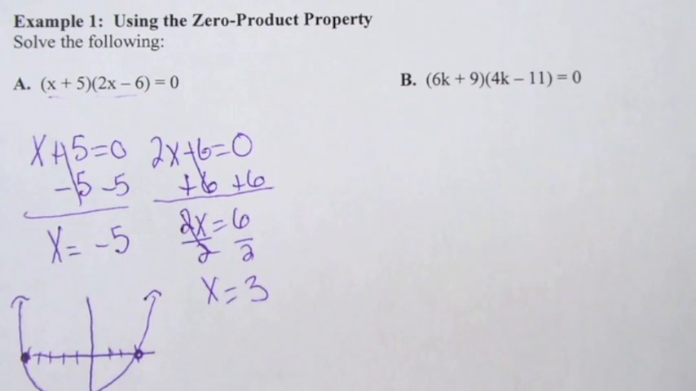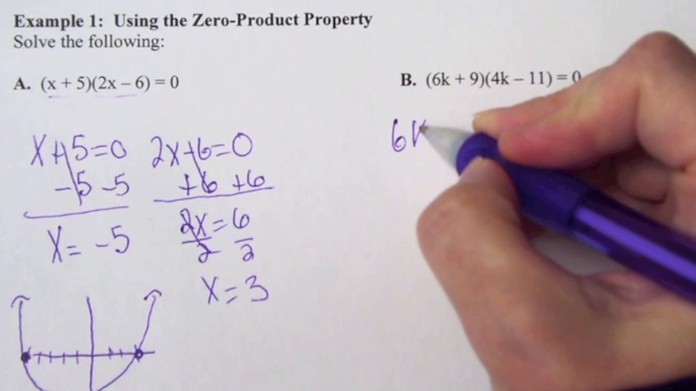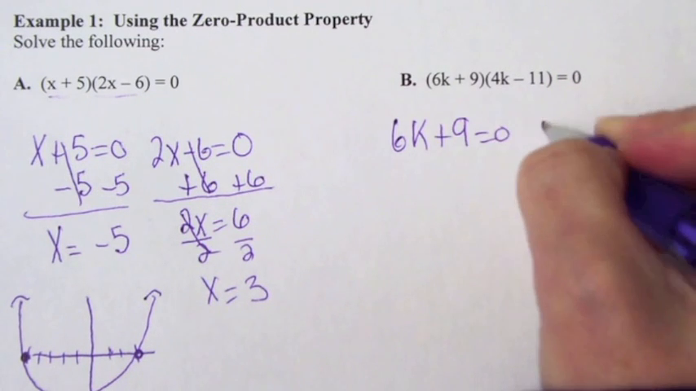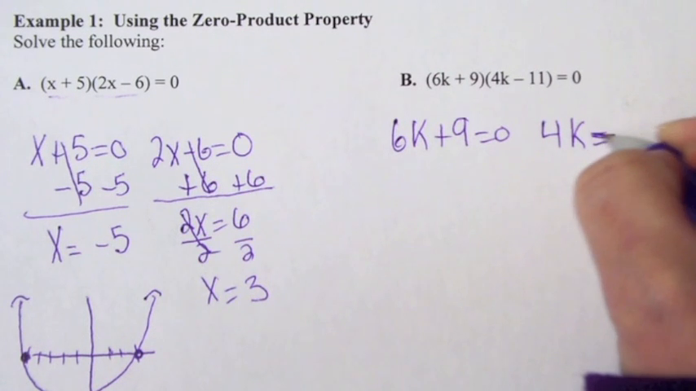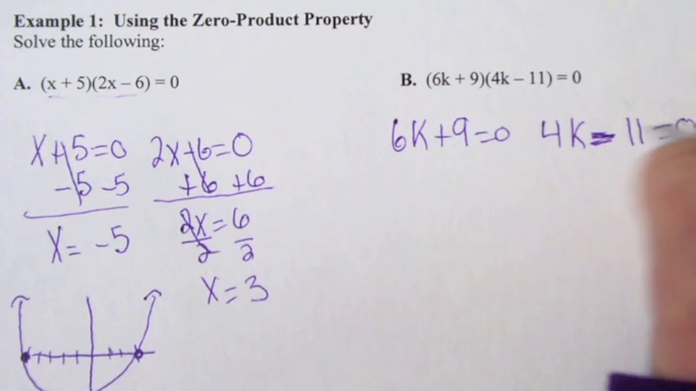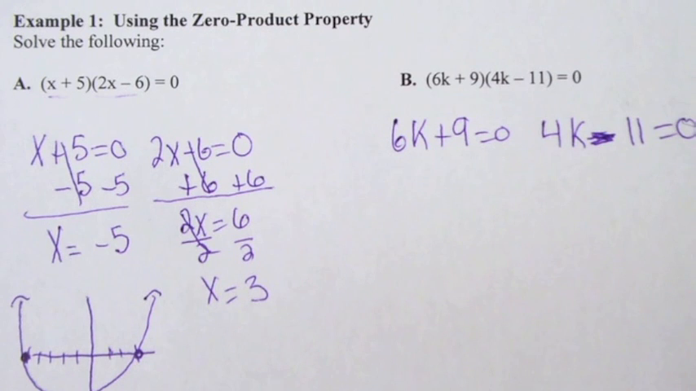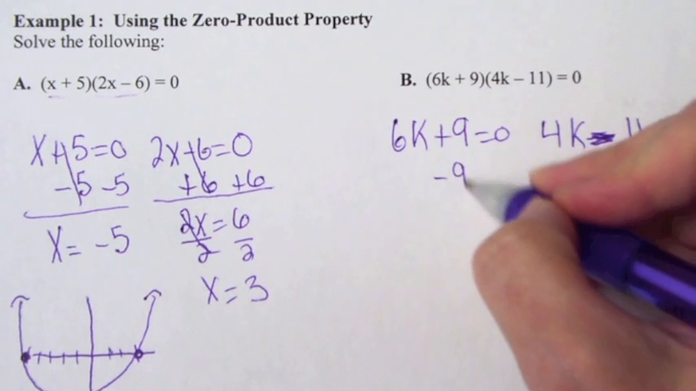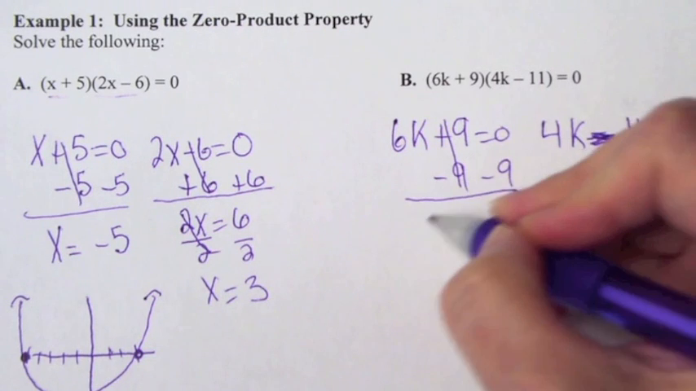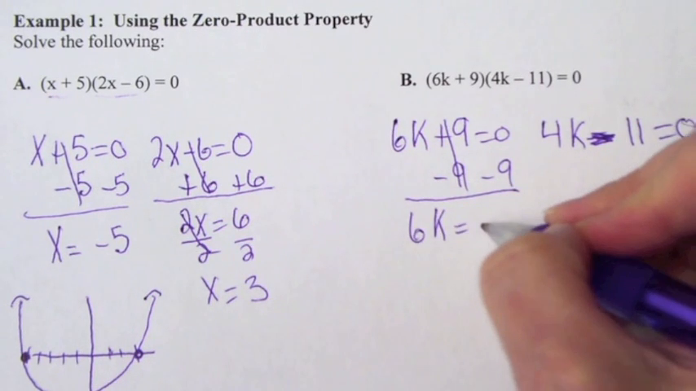Example 2, we're going to do the same thing again. We have 6k + 9 = 0 and 4k - 11 = 0. Oops, I messed up. It's minus 11 equals 0. That's a minus sign. So on the left side, we subtract 9 from both sides. And we get 6k = -9.